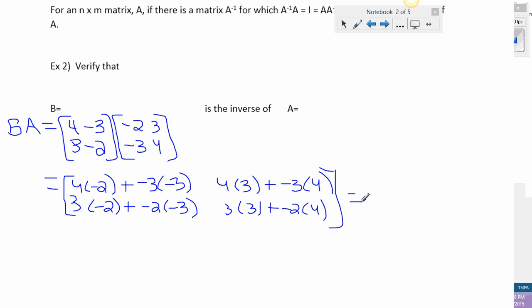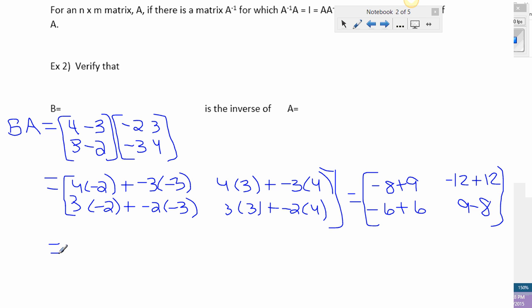And then we find the sum here. And we get negative 8 plus 9, negative 12 plus 12, negative 6 plus 6, and then 9 minus 8. Finish that up, and we get 1, 0, 0, 1. So what we wound up with was that identity matrix, right? What that means is that A and B are indeed inverses of one another. Okay? So that's the goal. That's what we're looking for to have happen.